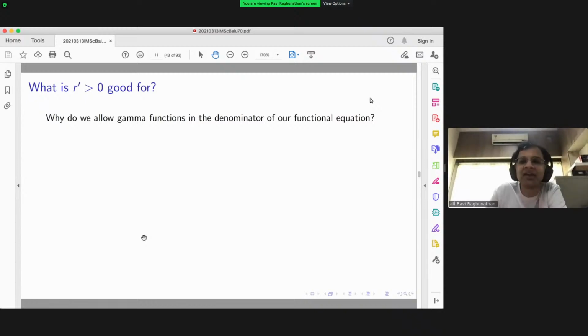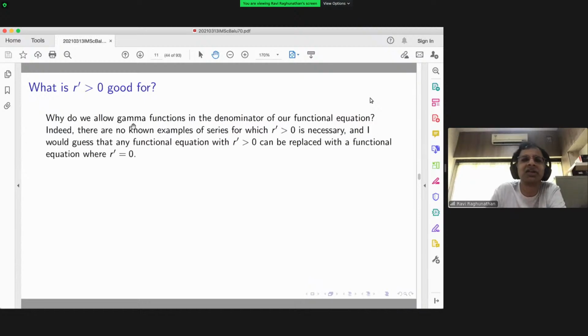I'll make a final pitch for R prime. Why do we allow R prime greater than 0? Because of course none of the examples I've given allow that. In other words, why do we allow gamma functions in the denominator of our functional equation? As I said, I know of no known examples of series for which R prime greater than 0 is necessary, right?